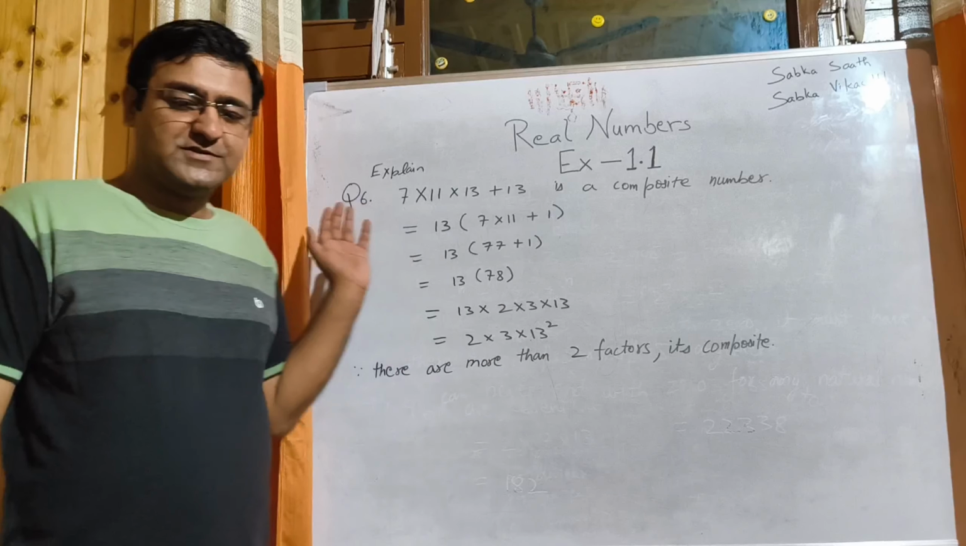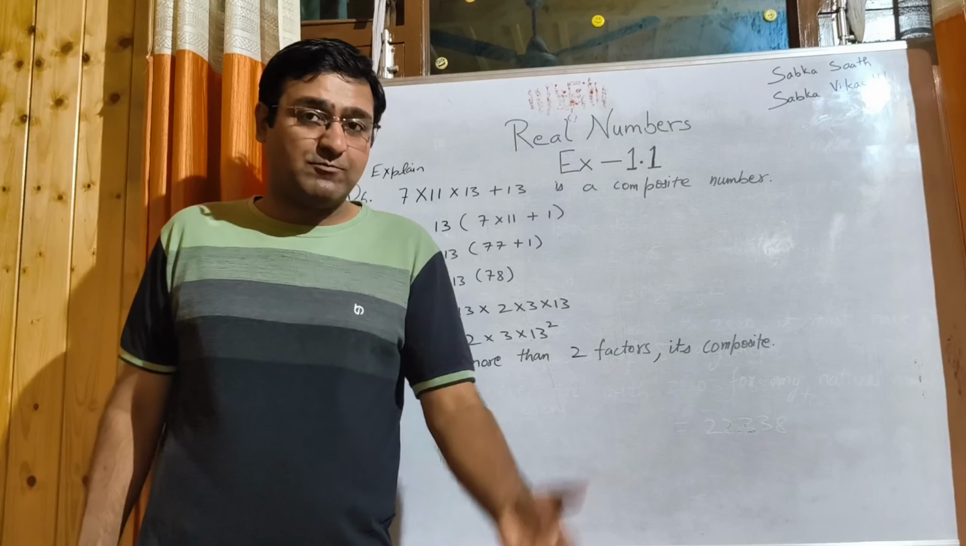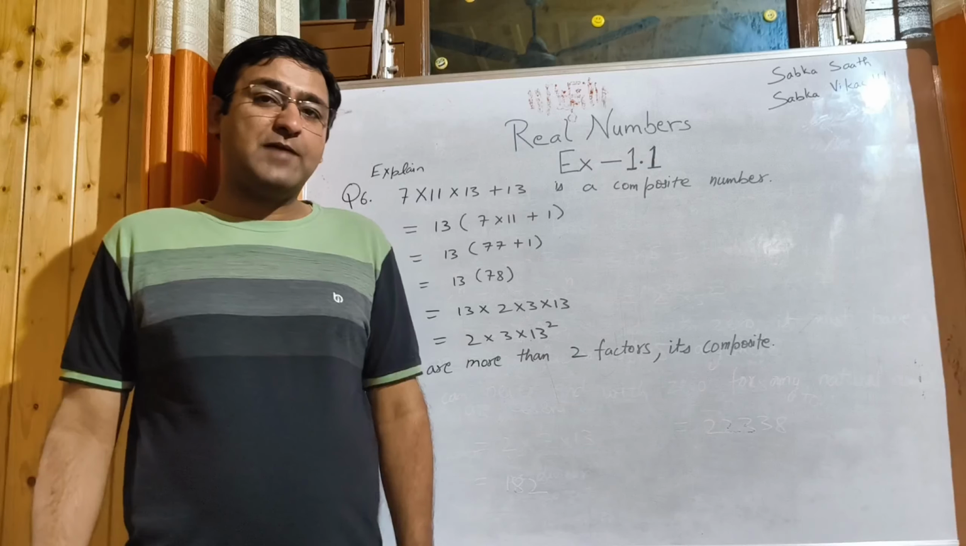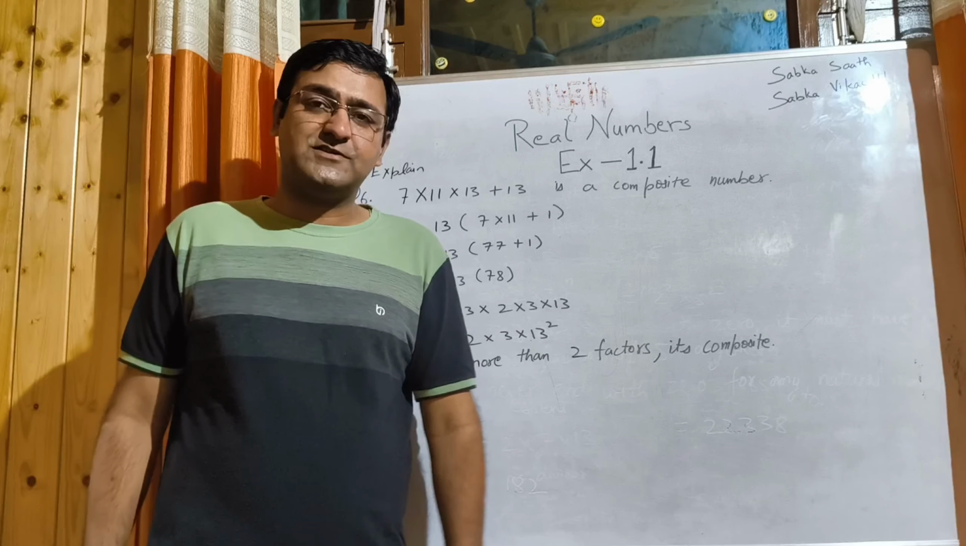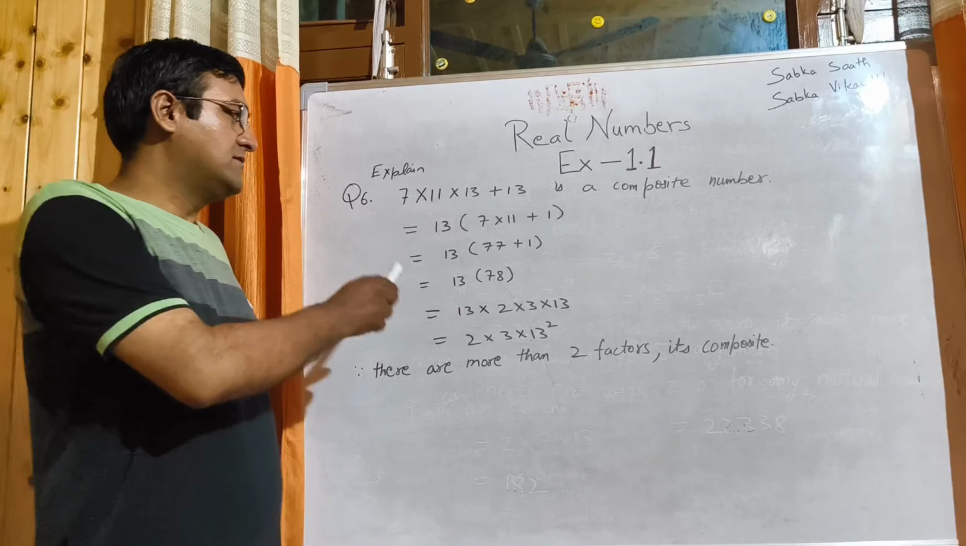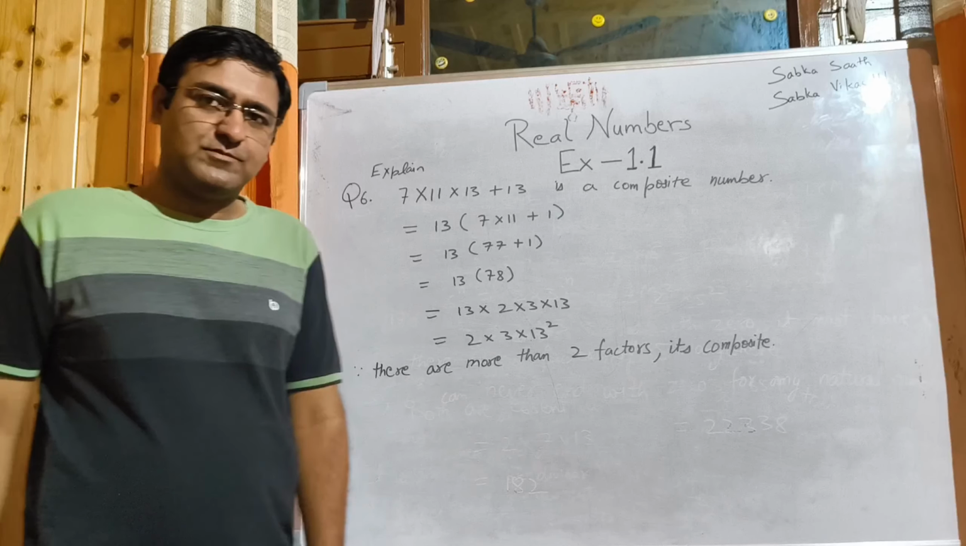Next is question number 6. This is an application based question of prime and composite numbers. So you would know whether you have understood the concept of prime and composite if you are able to solve these type of questions. Let's check. In this question it says explain 7 into 11 into 13 plus 13 is a composite number.